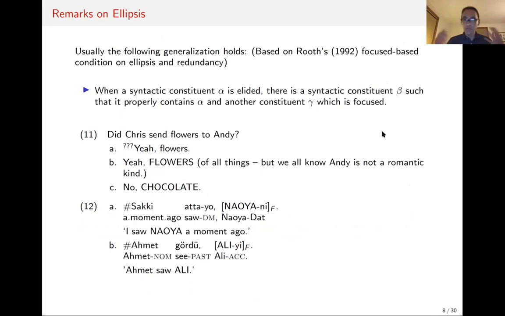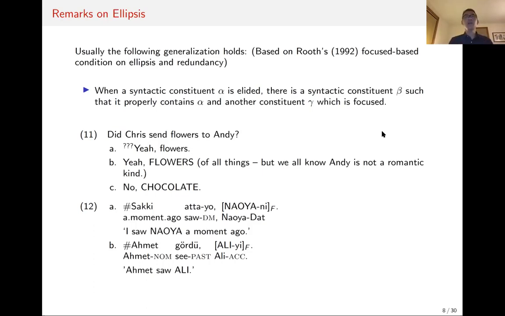I don't want to go through it today because I don't want to spend too much time on the semantic aspect of focus theory, but it goes something like this: when a syntactic constituent alpha is elided, there is a syntactic constituent beta that properly contains alpha, in the sense that beta is a bigger structure that contains alpha as well as another constituent gamma, which is focused. In other words, when you have ellipsis, you have to find a larger structure that contains the elided phrase. On top of that, you have to find a constituent that is focused.